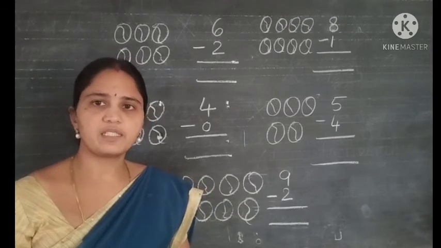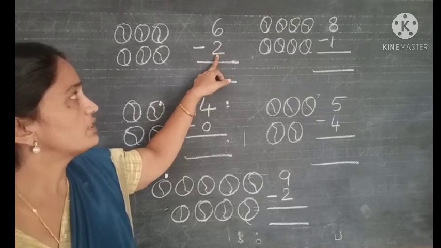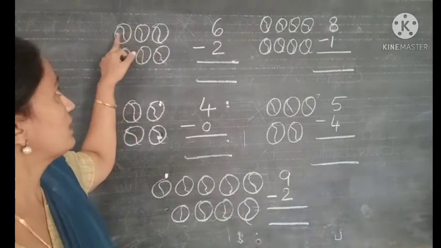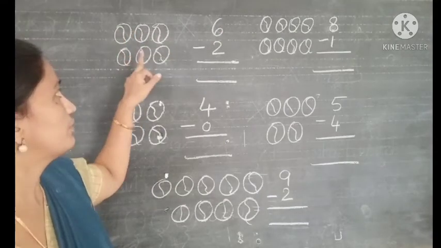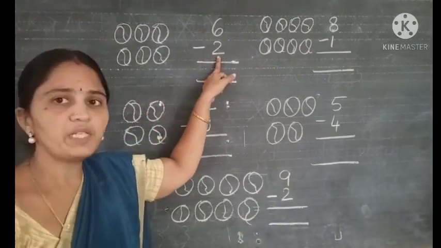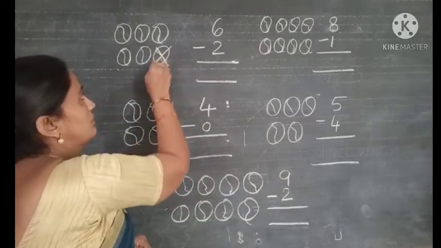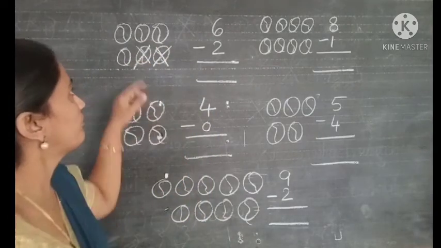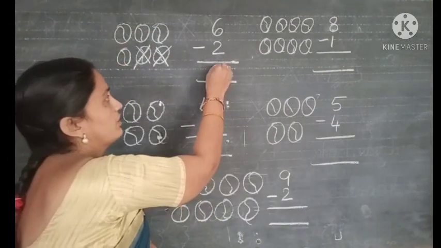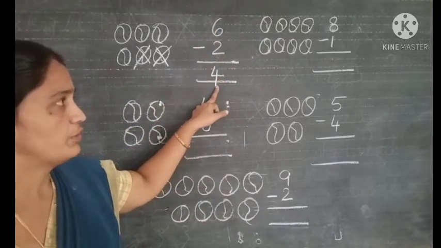Children, let us practice some more sums. Read 6 minus 2. We have to subtract 2 from 6. Here how many balls are there? 1, 2, 3, 4, 5, 6. We have to subtract 2. That means we have to cross out 2 balls. 1, 2. How many left? 1, 2, 3, 4. 4 left. The answer is 4. 6 minus 2 equal to 4.